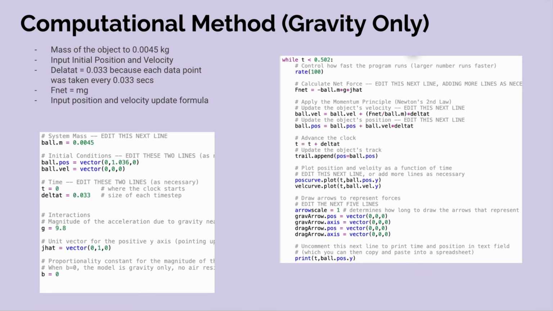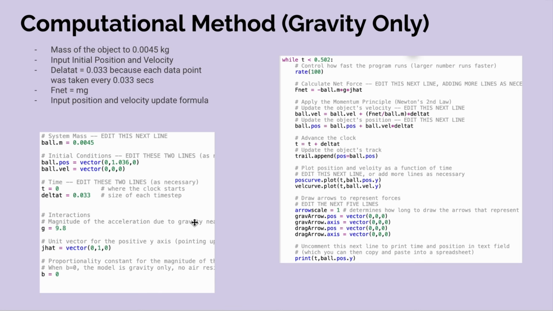So this is the computational model accounting for gravity only. I first started by changing the mass of the object to the mass of a single sheet of paper, which is 0.0045 kilograms. I then inputted the initial position and velocity vectors obtained by Tracker as my initial conditions. I changed the delta t to 0.033 because each data point was taken every 0.033 seconds. Gravity should be 9.8 meters per second squared, and j hat should be 1 in the y direction because we are observing the motion in the y direction.